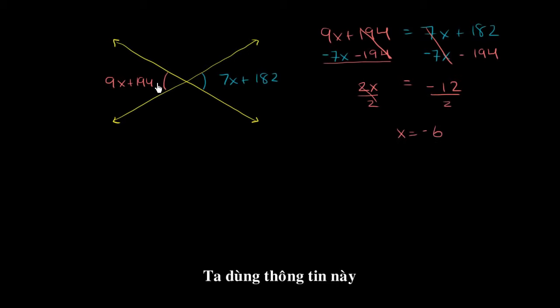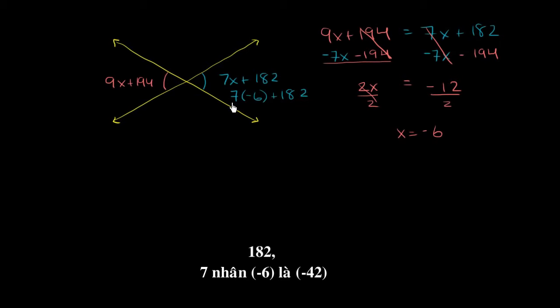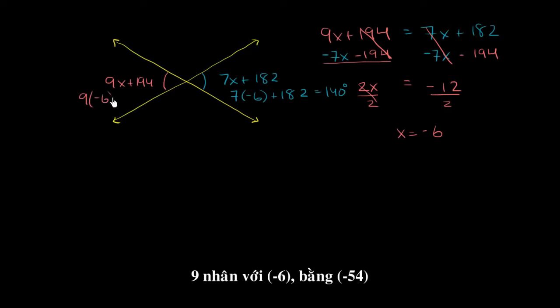And now we can use that information to find out the measure of either one of these angles, which is the same as the other one. So we can see here that if we take 7 times negative 6 plus 182, so 7 times negative 6 is negative 42, plus 182 is going to be equal to 140 degrees. And you'll see the same thing over here. If we say 9 times negative 6, which is negative 54, plus 194, this also equals 140 degrees.